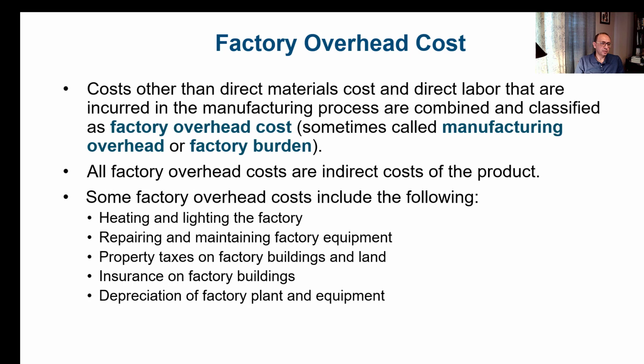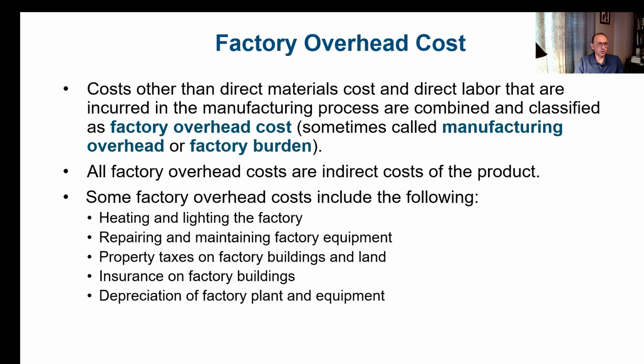For factory overhead, costs other than direct material cost and direct labor are classified as factory overhead. Sometimes we call them the manufacturing overhead or factory burden. All factory overhead costs are indirect costs. Remember that. All factory overhead costs are considered to be indirect cost of the product.